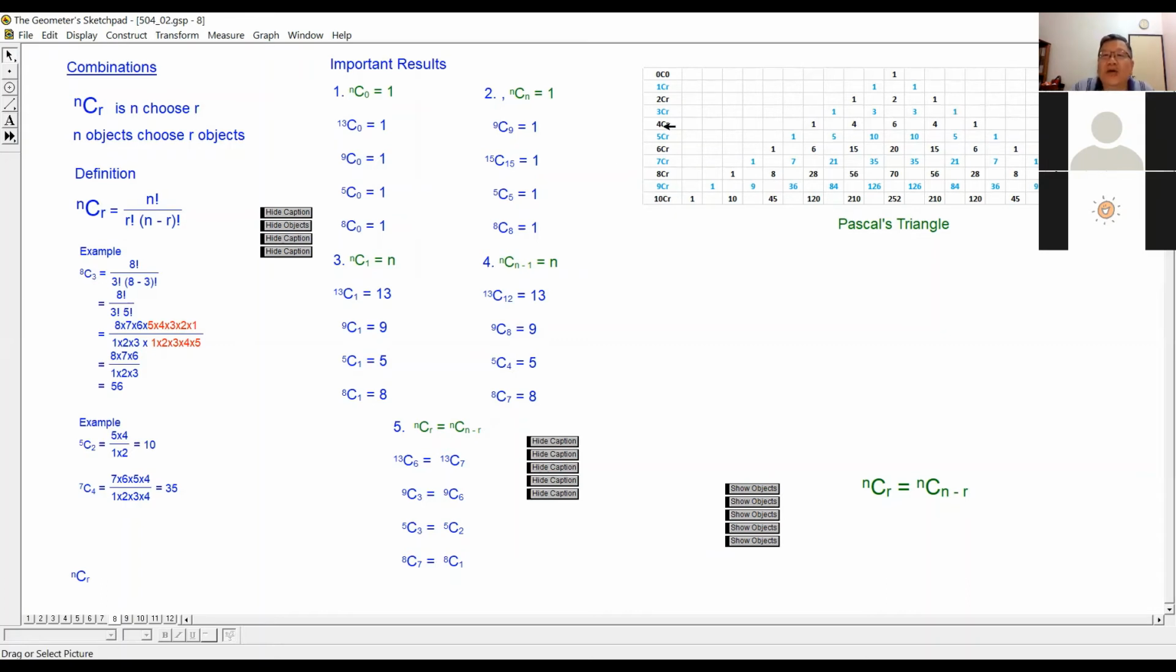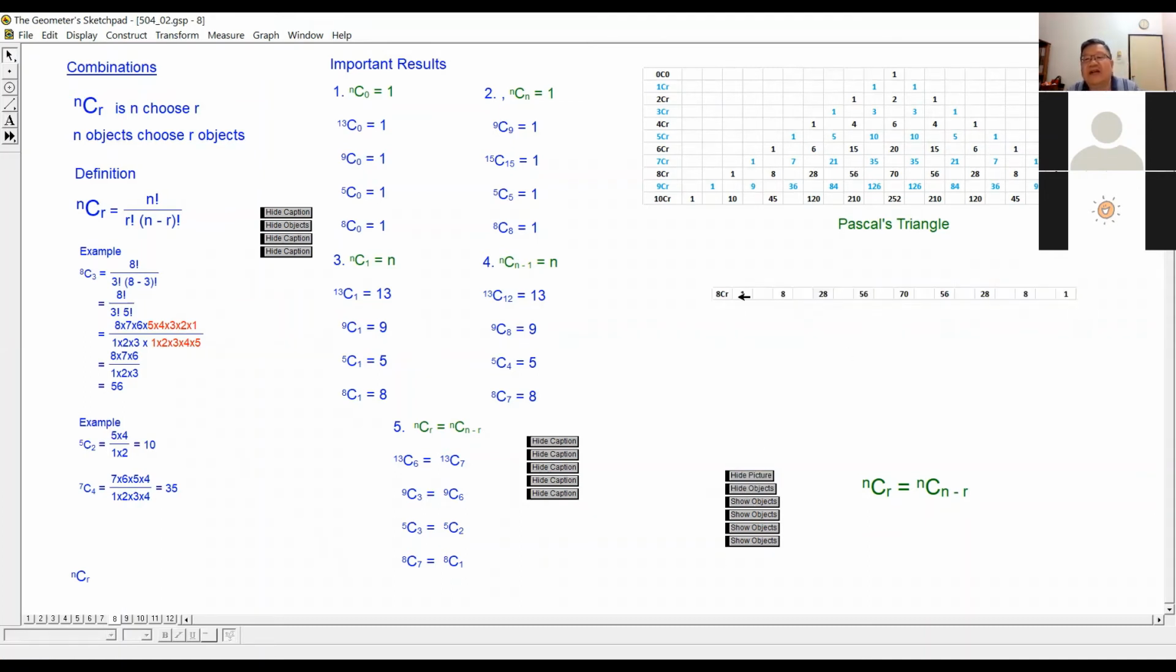Okay, we go on to 4. 4 choose 0 is 1. 4 choose 1, 4. 4 choose 2, 6. 4 choose 3, 4. 4 choose 4, 1. And you build up the table like this. But you see that this triangle is symmetrical. Symmetrical means you look at the first number.